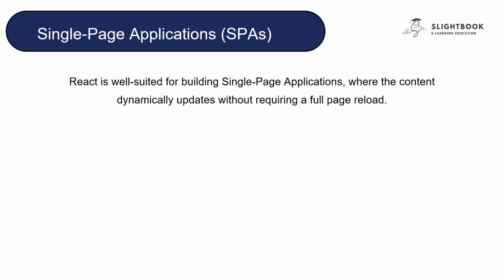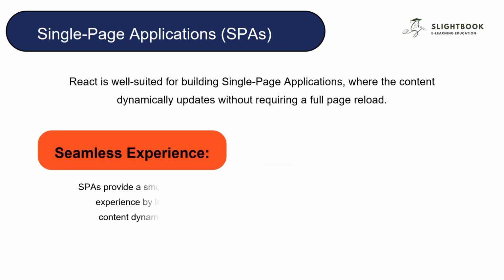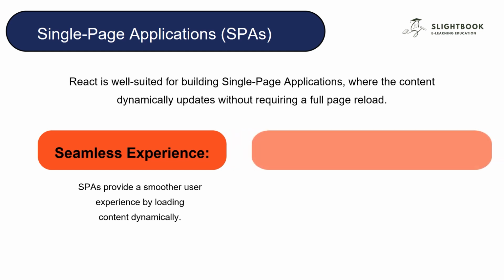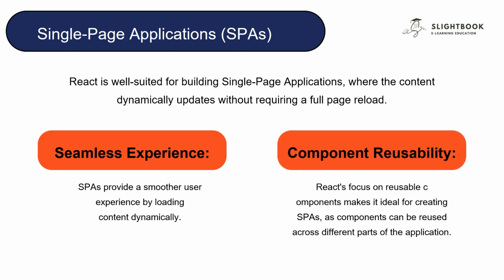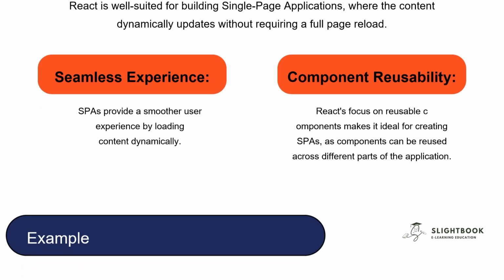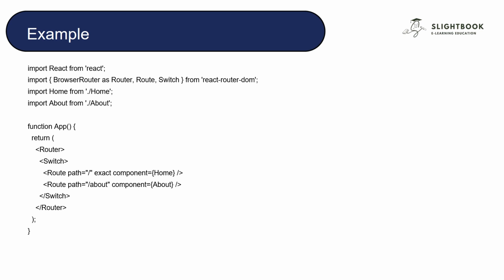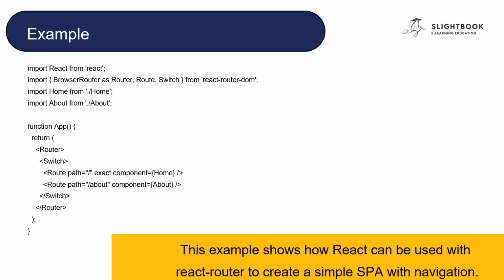Single-page applications or SPAs. React is well suited for building single-page applications where the content dynamically updates without requiring a full page reload. SPAs provide a smoother user experience by loading content dynamically. React's focus on reusable components makes it ideal for creating SPAs, as components can be reused across different parts of the application. Example: this example shows how React can be used with React Router to create a simple SPA with navigation.